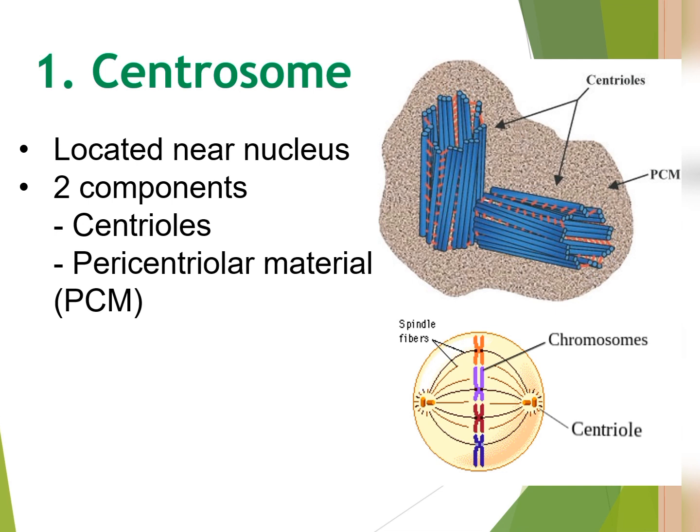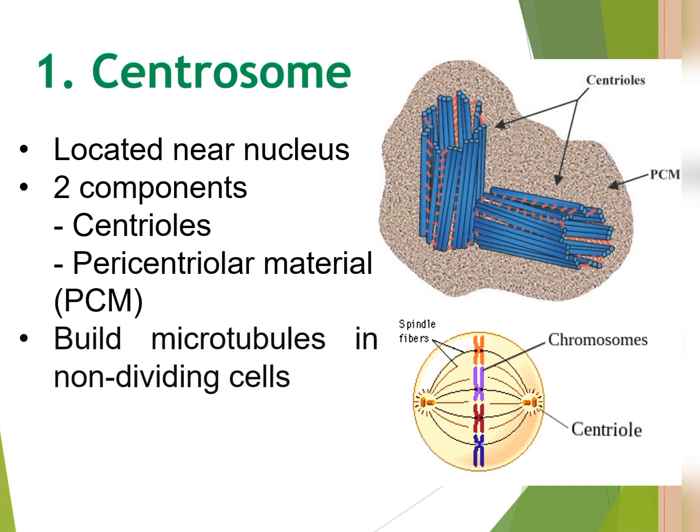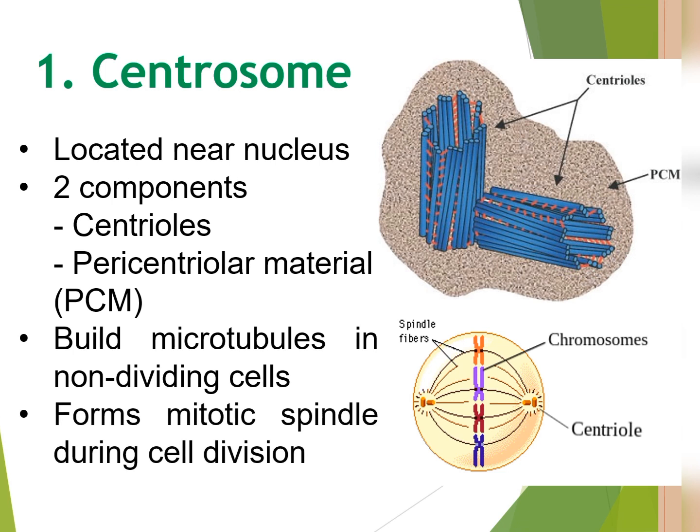During cell division, centrosomes replicate so that succeeding generations of cells have the capacity for cell division. The pericentriolar material of the centrosome contains tubulins that build microtubules in non-dividing cells. This pericentriolar material also forms the mitotic spindle during cell division.